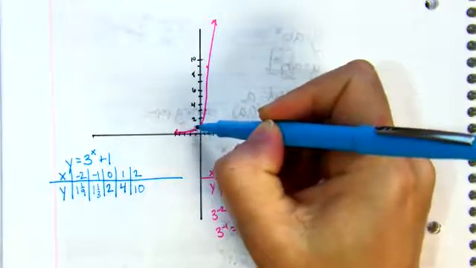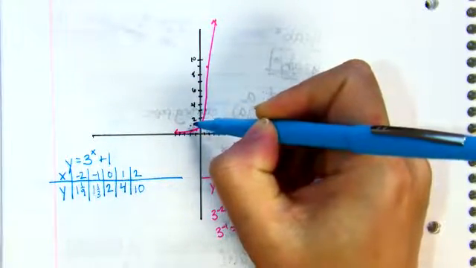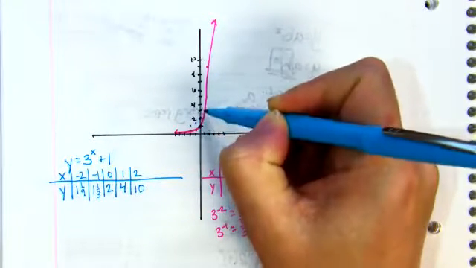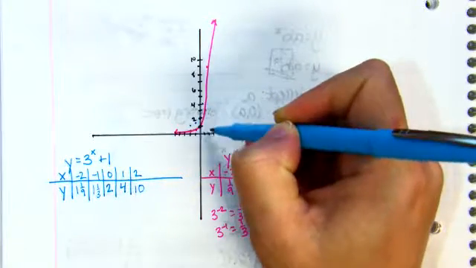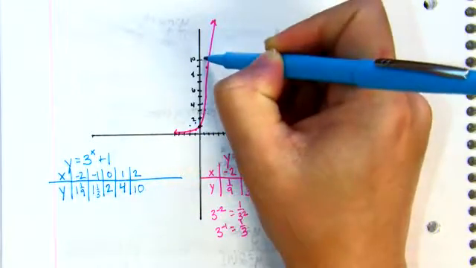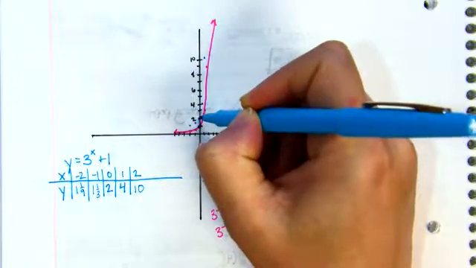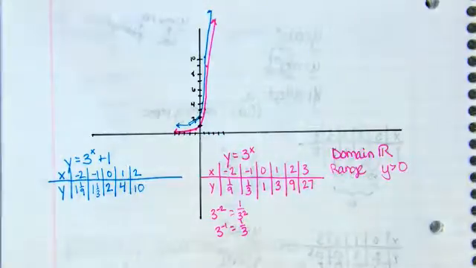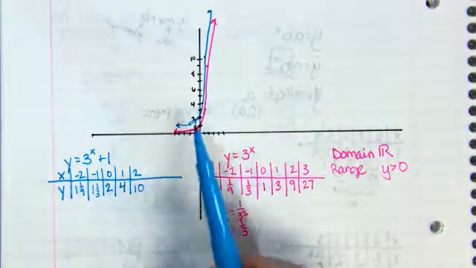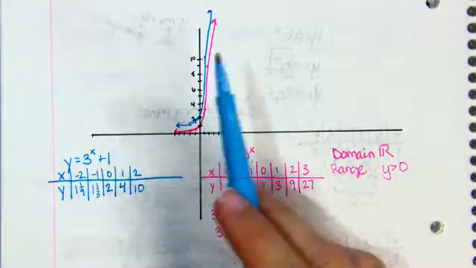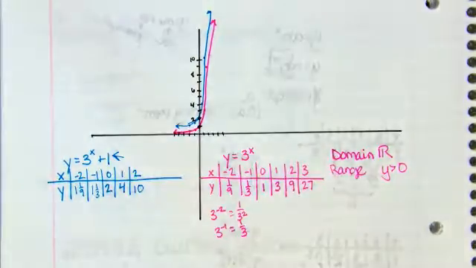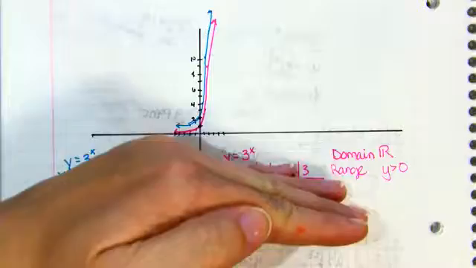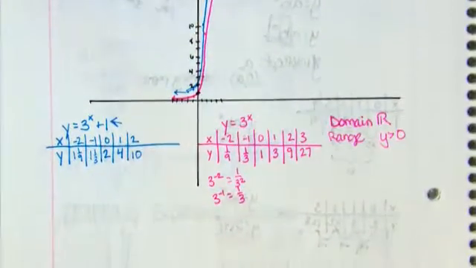So when I graph these, 1 and 1/9 is about there, 1 and 1/3 is about there. There's 0, 2, 1, 4, and 2, 10 is up here. You can see that my blue graph is just a shift of my pink graph. It's kind of hard to see, but it's really just my pink graph shifted up 1, which is exactly what that +1 does. That's going to be a vertical translation. If this was a -3, then my graph would just be shifted down 3.